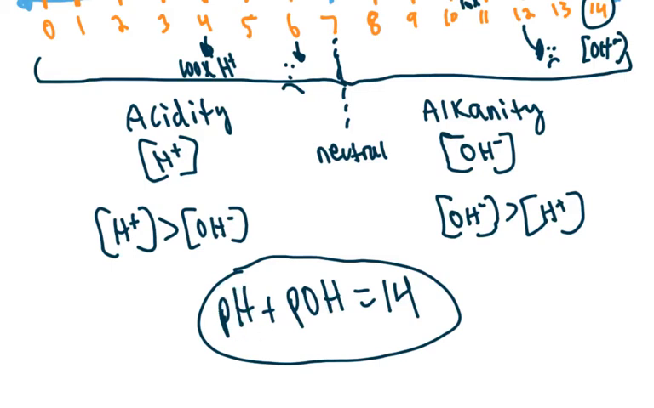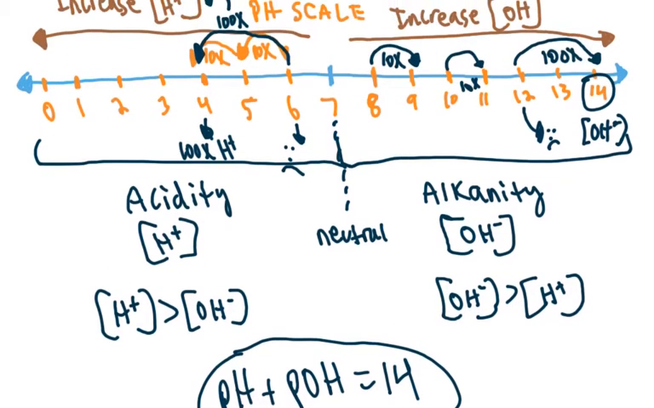So we know that the pH and the pOH, no matter what number, have to add up to 14. Again, if the pH is 2, then the pOH has to be 12 in order to add up to 14. Again, if the pOH is 12, then the pH has to be 2, because our whole scale is from 0 to 14. It has to add up to 14.